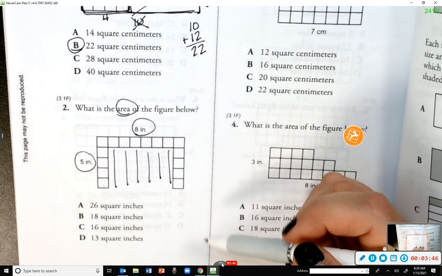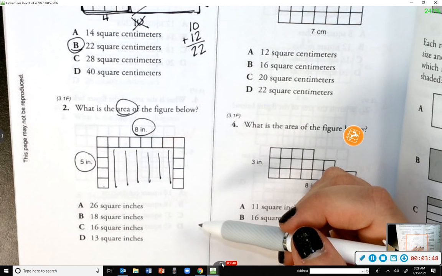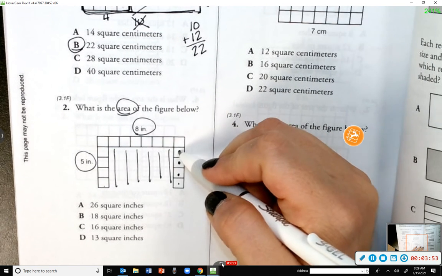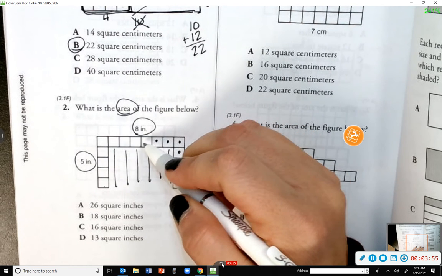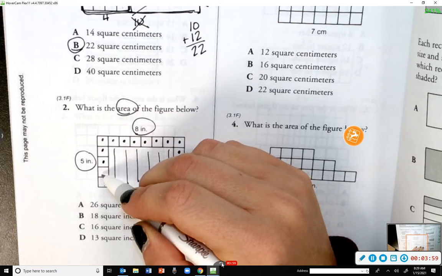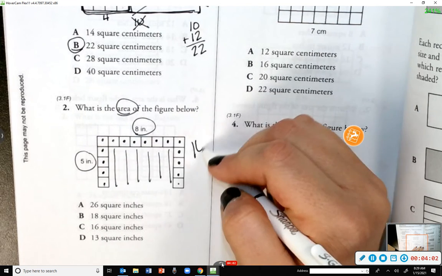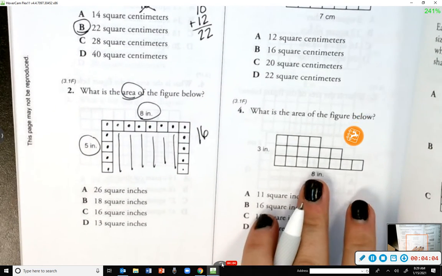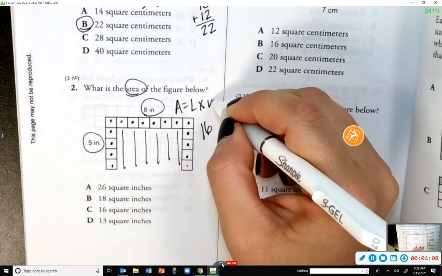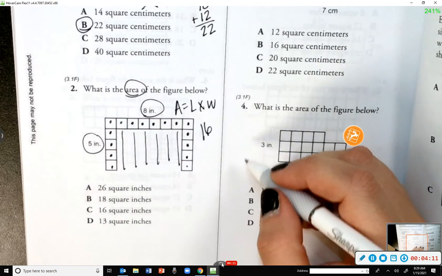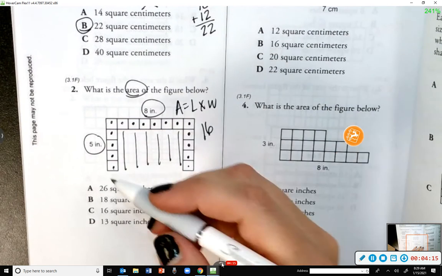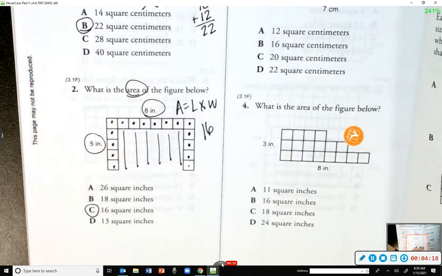How many were there? 16. Okay, well, let's count and see. 1, 2, 3, 4, 5, 6, 7, 8, 9, 10, 11, 12, 13, 14, 15, 16. That's way less than 40. So why did it not equal 40? Because we've learned that area is length times width. So if I do 8 times 5, that gives me 40. Well, why can't I do 8 times 5 on that one?